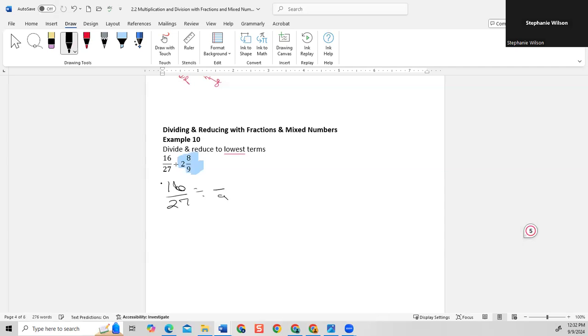The denominator does not change here. However, I'm going to say denominator times that whole number. So 9 times 2, and we're going to add it to this numerator, which is 8. So I got 9 times 2, right? That's 18 plus 8 gives me 26. Now we're going to do the keep, change, flip. And I'm going to reduce.